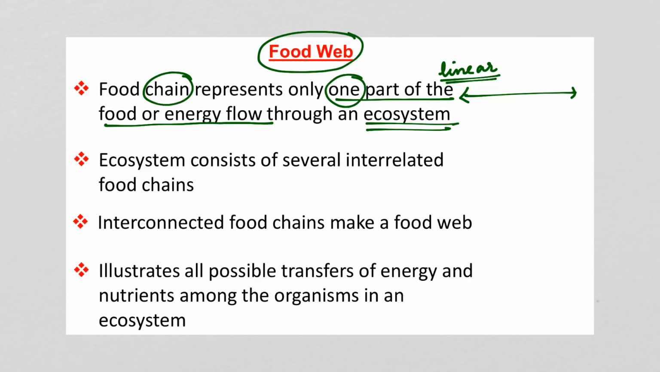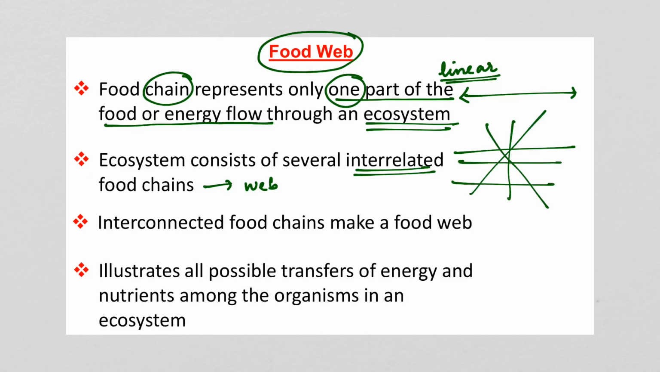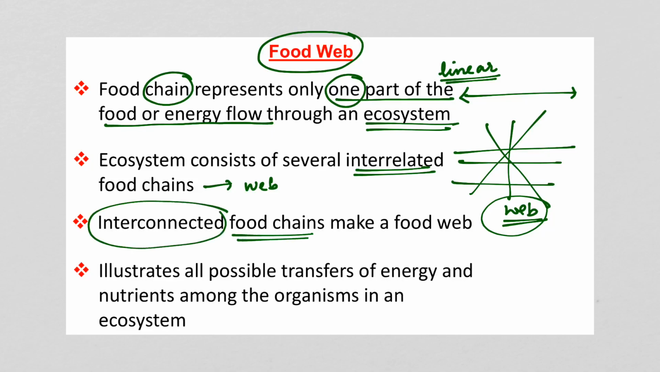And an ecosystem consists of several interrelated food chains, which is called the food web. Now this is one food chain. So there can be many such food chains which represent a food web. I'll give you an example to make it more clear for you. Now a food web is nothing but interconnected food chains. So food chains which are interconnected to each other make up what is called a food web.